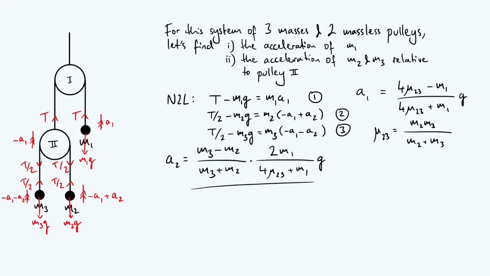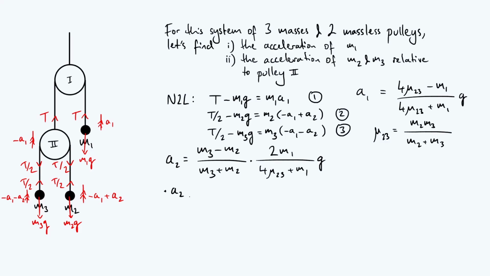The reason I like this is that if you ignore this fraction here, what's left is just the result that you'd get for an ordinary single Atwood machine. In other words, just a single pulley with M2 and M3 on either side of it. So we've expressed our relative acceleration of masses 2 and 3 relative to pulley 2 in terms of the simple single pulley result, and it's just modified by this extra factor. So let's consider some interesting implications and special cases of this result.